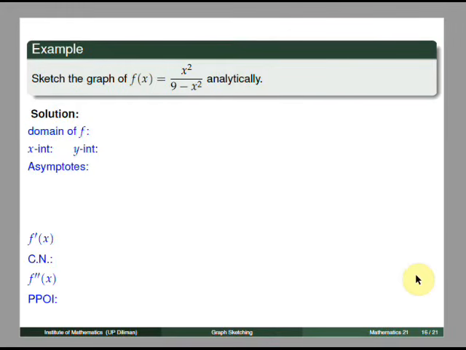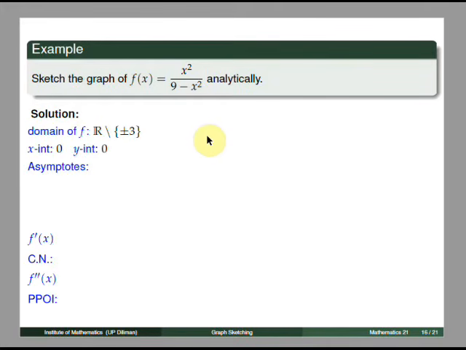For our solutions, we will first find the following: domain, intercepts, asymptotes, the first and the second derivative, critical numbers, possible points of inflection. For the domain, as you can see, the denominator is 9 minus x squared, and hence our domain is all real numbers except plus or minus 3. For the x-intercept, we set y equals 0, and for the y-intercept, we set x equals 0. So we get 0 and 0.